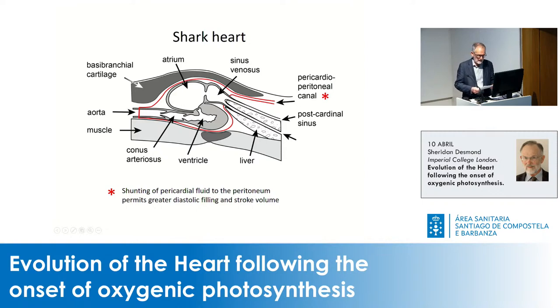Under normal circumstances, the pericardium in sharks contains a significant volume of fluid. However, in an excited state, such as a feeding frenzy, shunting of pericardial fluid to the peritoneum permits greater diastolic filling of the heart, and by the Frank-Starling mechanism, an increase in stroke volume and cardiac output. And this has been an important enabler for sharks to be such powerful predators.